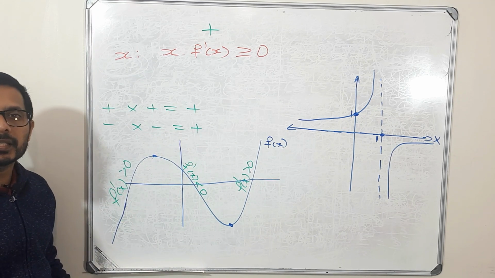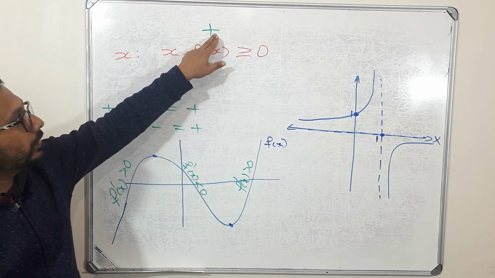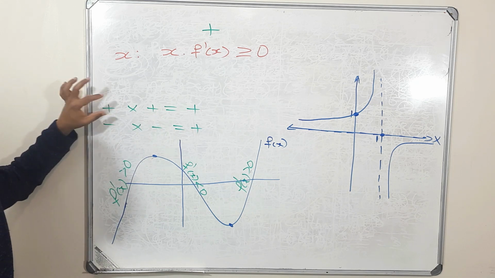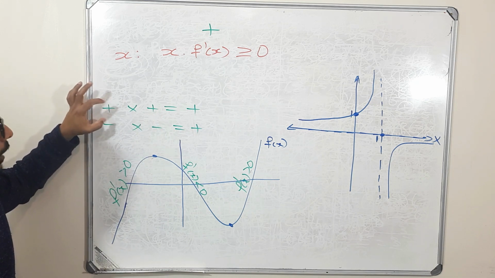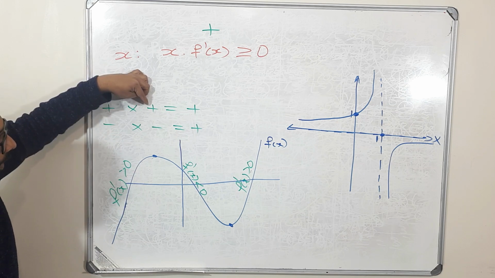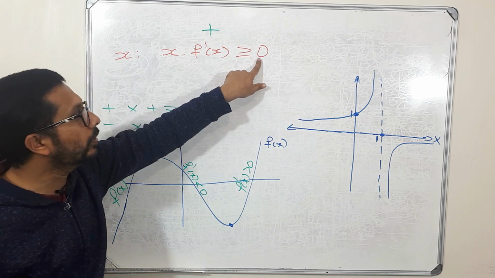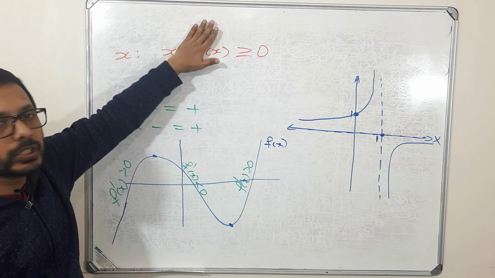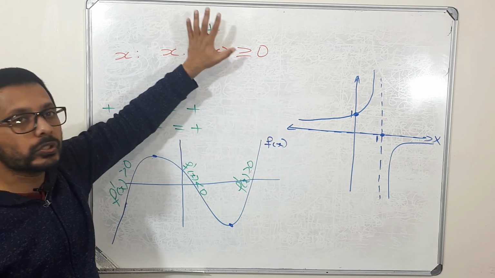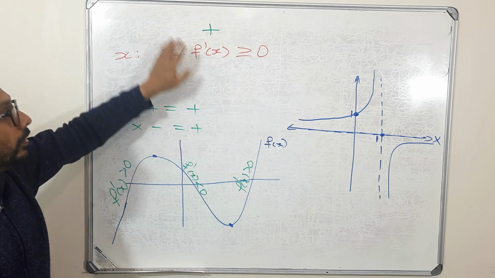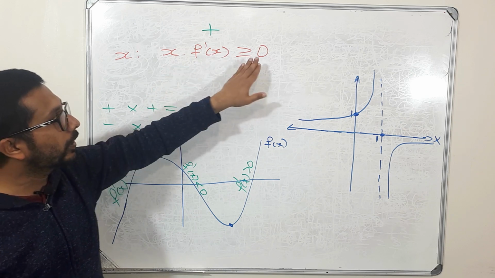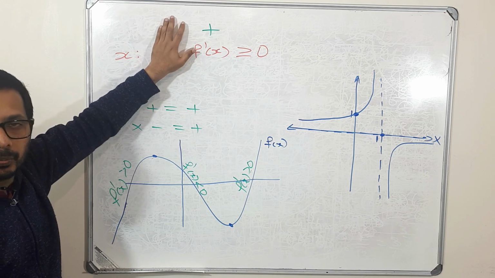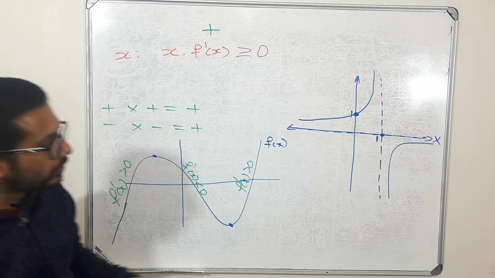But in this case we know that this one is positive, so one is positive, so the other one also must be positive. Then only, when you multiply positive times positive, will you get a positive answer, greater than or equal to 0. So since this one is positive, our graph is an increasing graph, we know that. When you multiply this one and the answer is positive, it means that this one also must be positive.